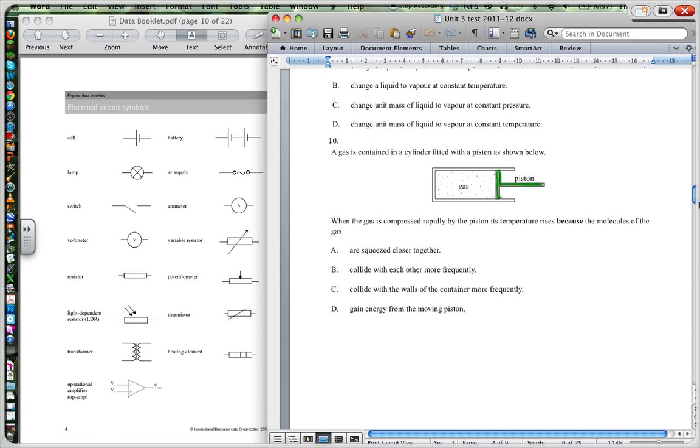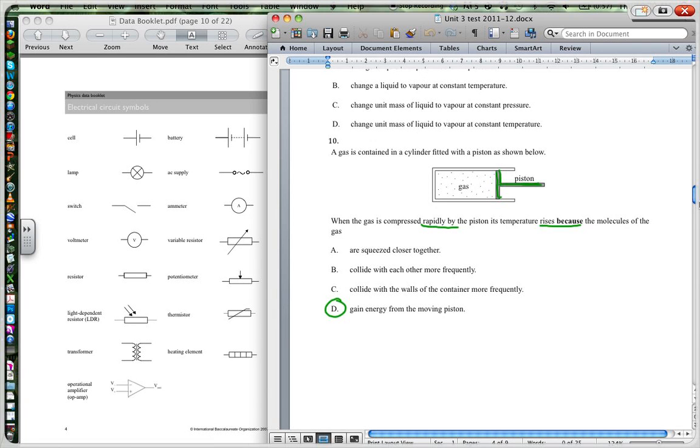Go up and down a cylinder so it can slide up and down that cylinder. This is a cross-section picture of that. When the gas is compressed rapidly by the piston, its temperature rises because the molecules of gas are squeezed closer together, B, collide with each other more frequently, C, collide with the walls of the container more frequently, D, gain energy from the moving piston. This is it over here, D.